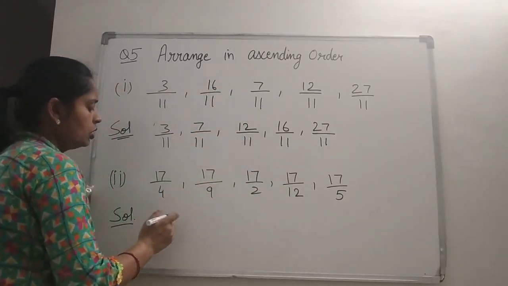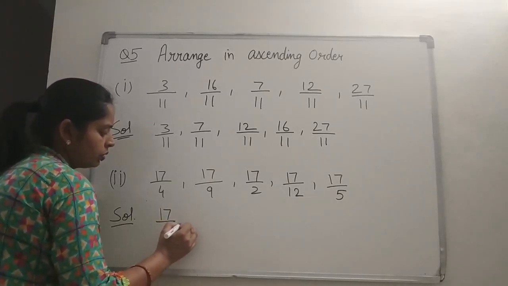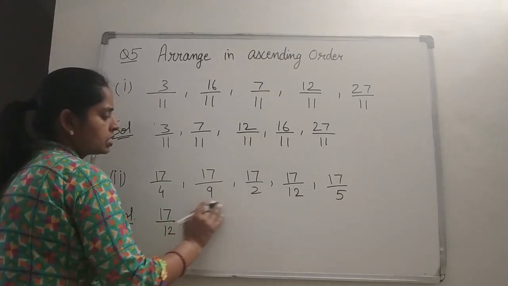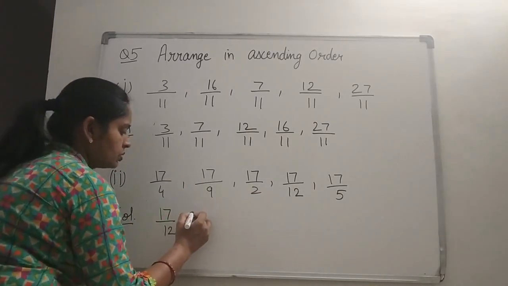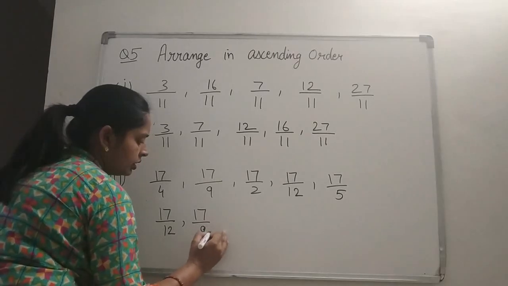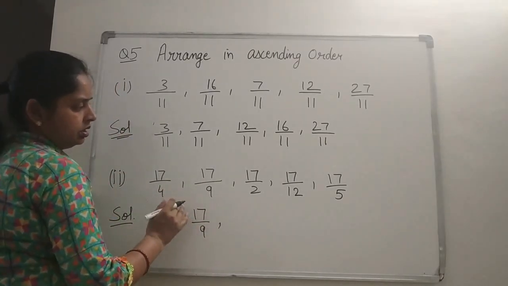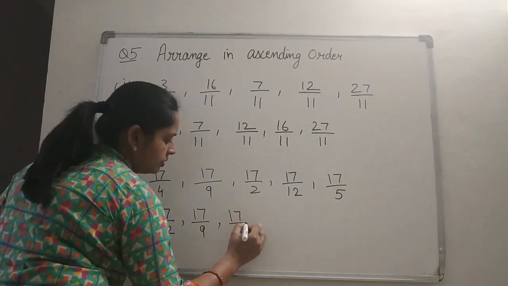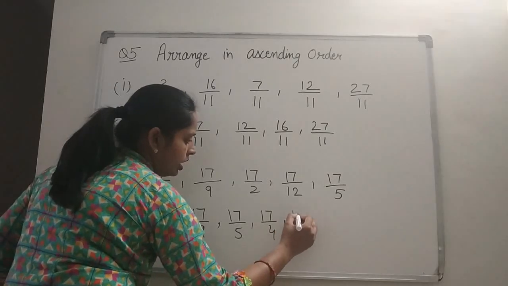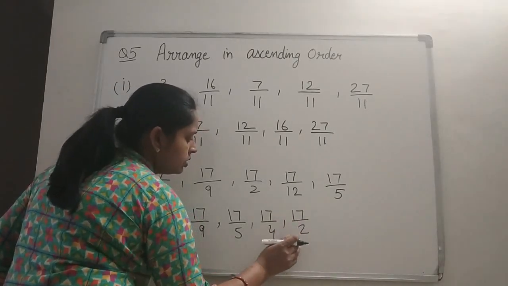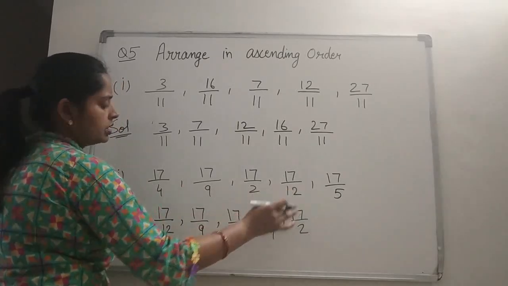So which is the smallest one here? 17 upon 12, because 12 is the biggest in the denominator. After 12, which is the biggest? 9. So 17 upon 9 will come in the second position, and then we will go for 17 upon 5, then 17 upon 4, and in the last 17 upon 2. So 17 upon 2 is the biggest fraction in whatever is given over here.